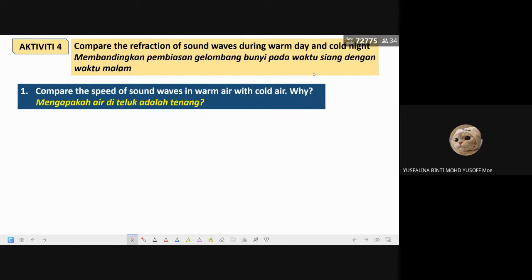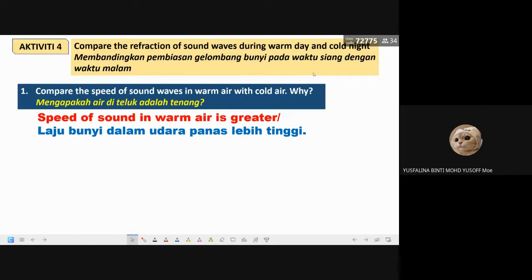The next one, we have to see the refraction of sound. This one says you have to compare the refraction of sound wave during the warm day and the cold night, so compare the speed of the sound wave in warm air with cold air. The speed of sound in warm air is greater.